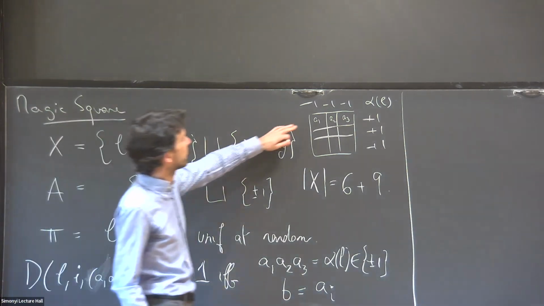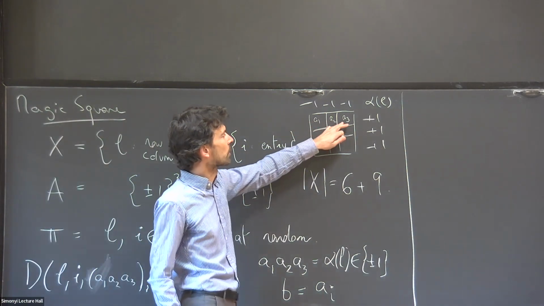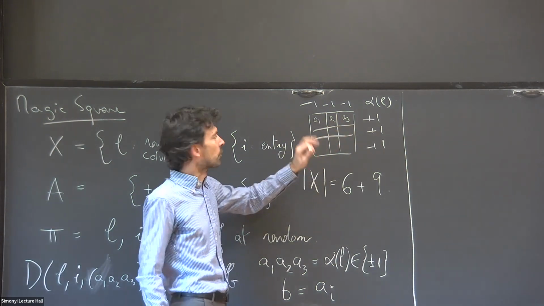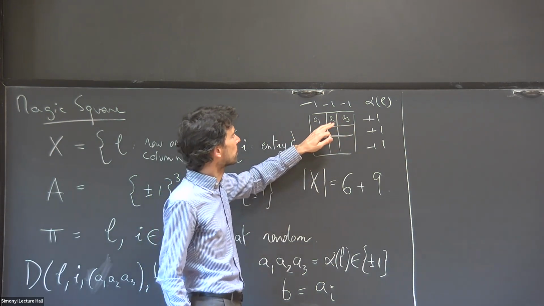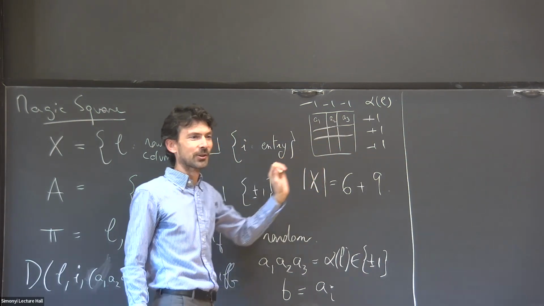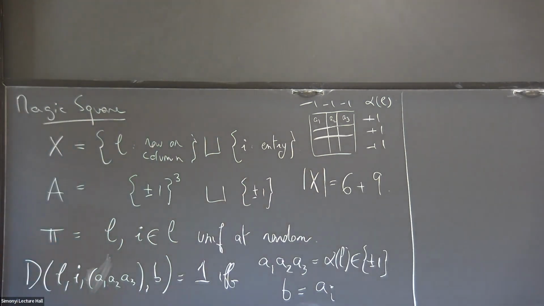No. So for example, here a valid answer is -1, -1, plus 1. Their product should be plus 1. So there's many possibilities. Or plus 1, plus 1, plus 1 would be fine, but it doesn't need to be that. And the B, it should equal whatever it is that the other player returned. Yeah.